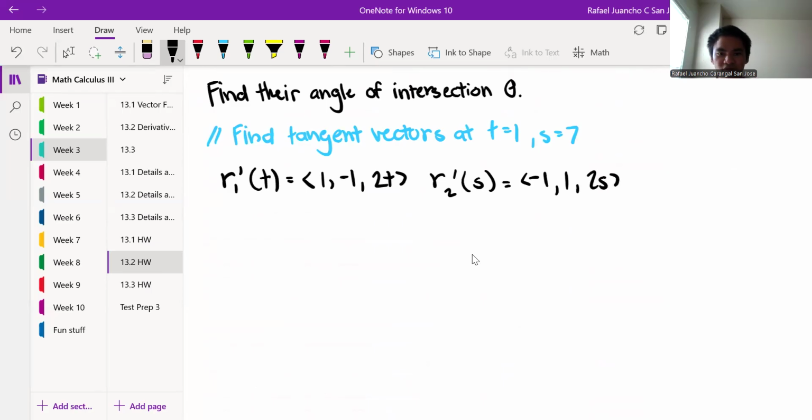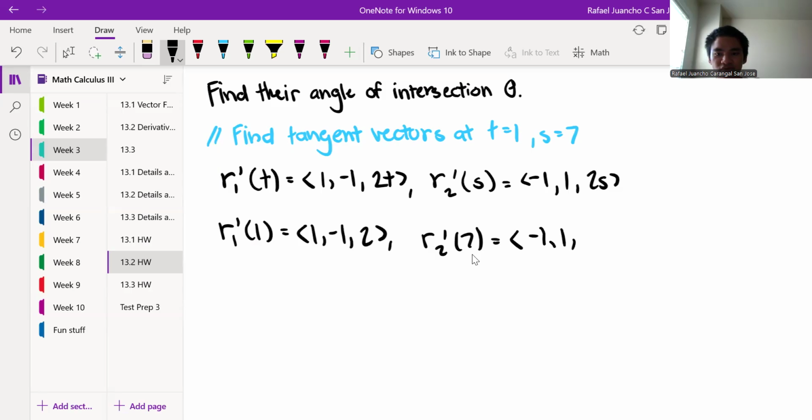And then we find r prime at 1 and r2 prime at 7. So r1 prime at 1, I just plug it in. So 1, negative 1, those are constants, 2. And then we have r2 prime at 7. This is going to give me negative 1, 1, 14, because that's 7 times 2, 14. And great, now we have our two vectors here.